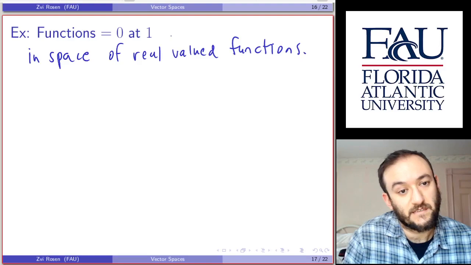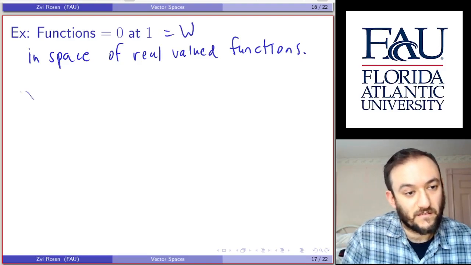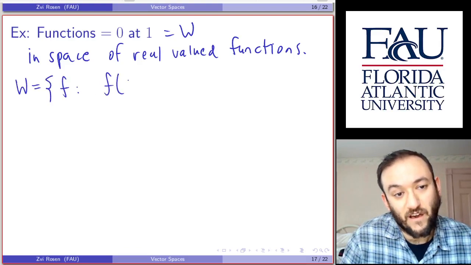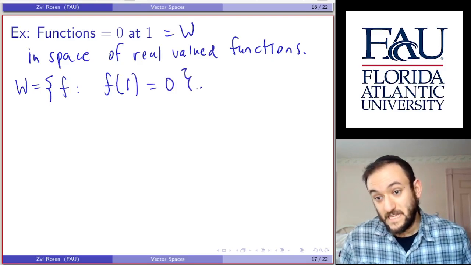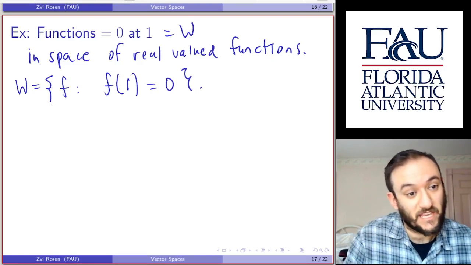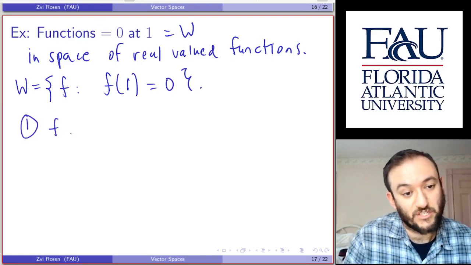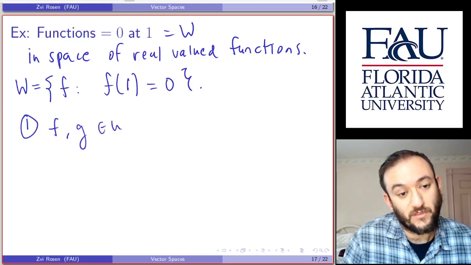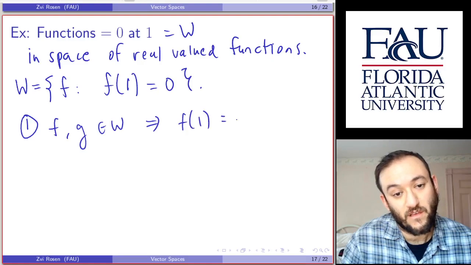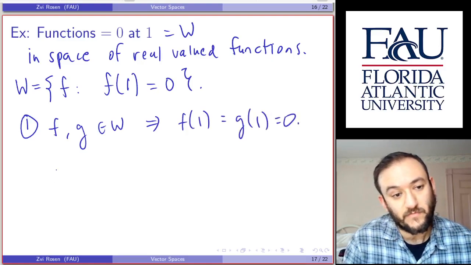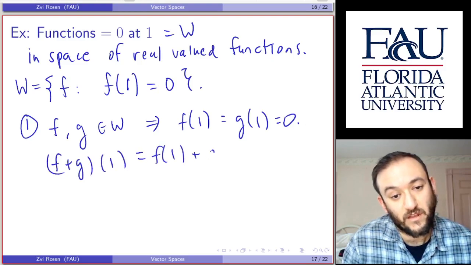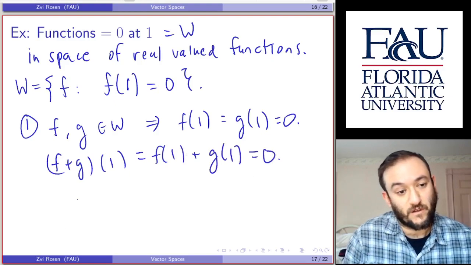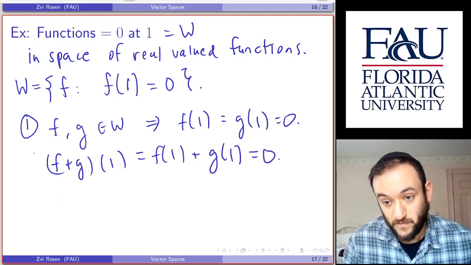We're going to name this W. It's the space of functions f such that f of 1 equals 0. Is this closed under addition and scalar multiplication? If f and g are in W, that means f of 1 equals 0 and g of 1 equals 0. When I add them together, (f plus g) of 1 is equal to f of 1 plus g of 1, which will also be equal to 0. So it is closed under addition.